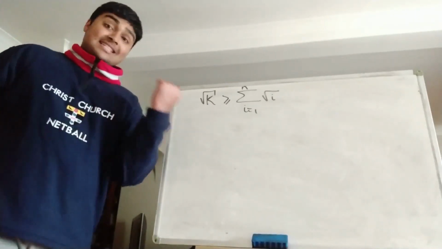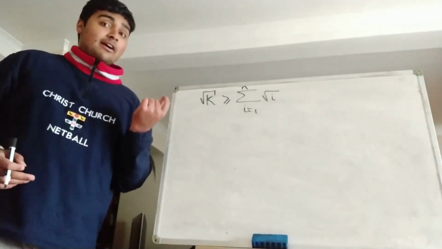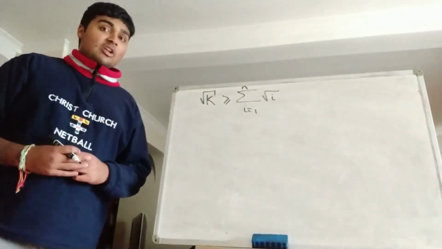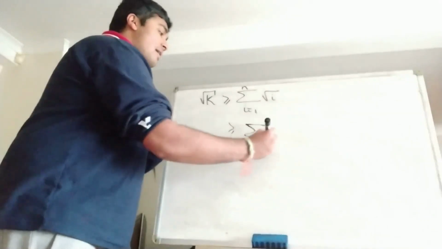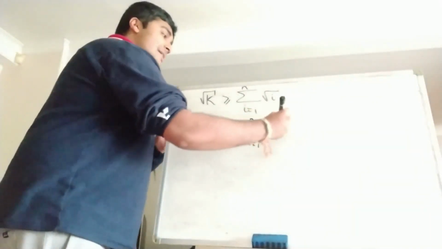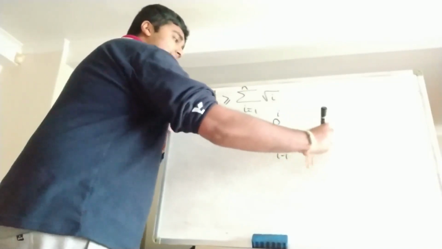Okay, so we just showed that the square root of k is bigger than or equal to the sum from i equals 1 to n of the square root of i. But there's a really easy way we can find a lower bound to this. This is bigger than or equal to the sum from i equals 1 to n of the integral from i minus 1 to i of the square root of theta d theta.